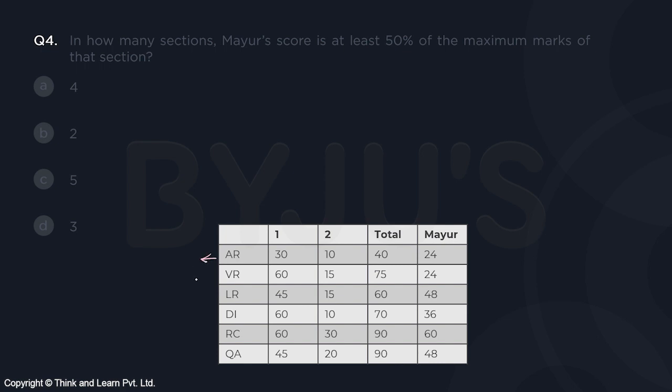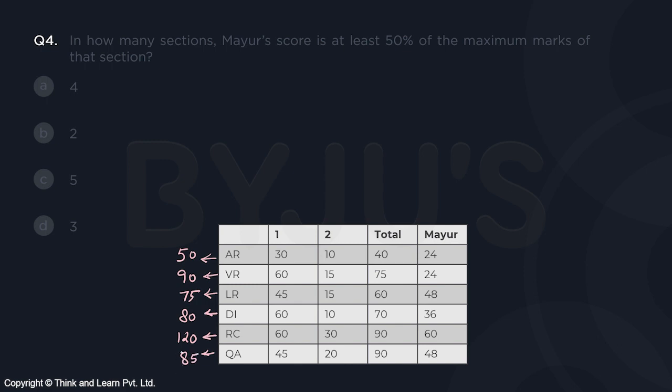What are the maximum marks of AR? 30 questions of 1 mark each, 10 questions of 2 marks, so the maximum score is 50. In VR, it is 60 plus double of 15, that is 90. In LR, it is 45 plus double of 15, that is 75. In DI, it is 60 plus double of 10, that is equal to 80. In RC, it is 60 plus double of 30, that is 120. And in QA, it is 45 plus double of 20, that is 85.